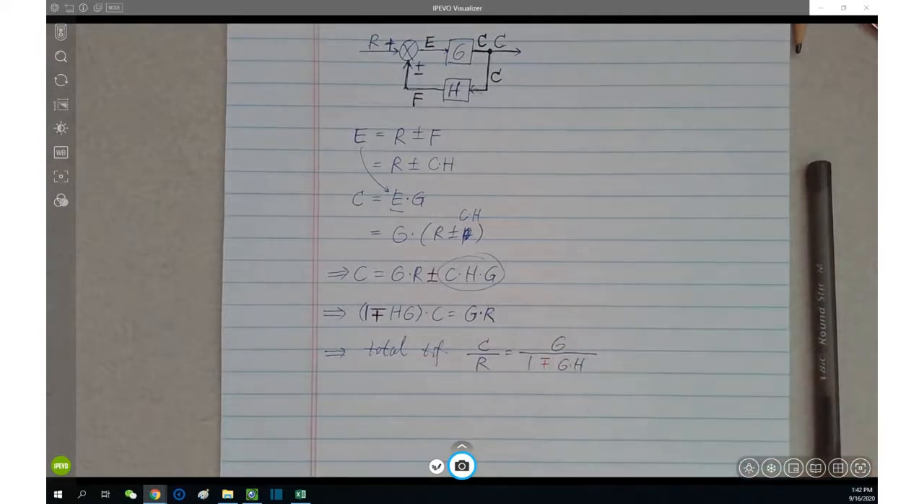This is the feedback system like this. Total transfer function. Yeah, very useful, very useful. Feedback transfer function, what is it? It's like this.